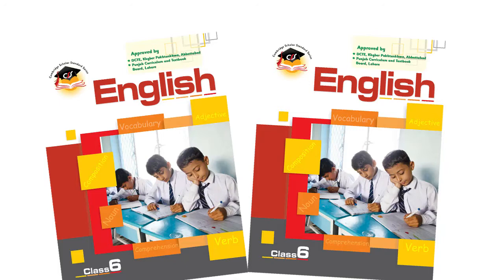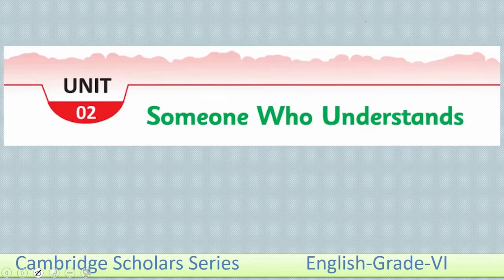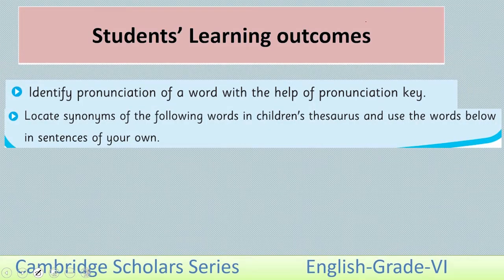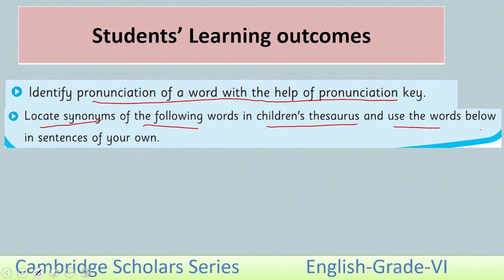Before starting the lesson, dear student, you must have with you your class 6 English textbook. We will start our lesson from unit number 2, Someone Who Understands. SLOs of this lesson are: identify pronunciation of a word with the help of pronunciation key, locate synonyms of the following words in children's thesaurus and use the words below in sentences of your own.